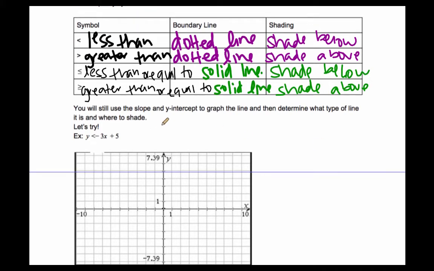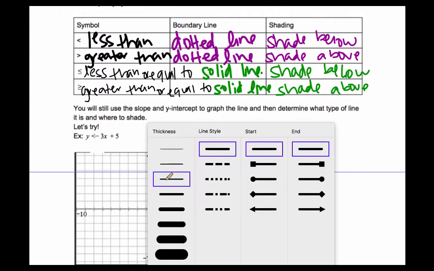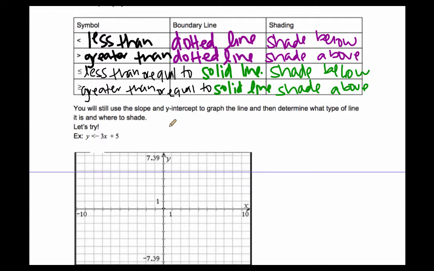All right, so you will still use the slope and y-intercept to graph the line and then determine what type of line it is and where to shade. Okay, so the first example is y is less than negative 3x plus 5. The first thing I want to do is identify my m and my b, because that's going to help me graph this inequality. My m is negative 3, right in front of the x because the y is by itself. And my b is 5. Notice my less than symbol. We'll come back to that later.